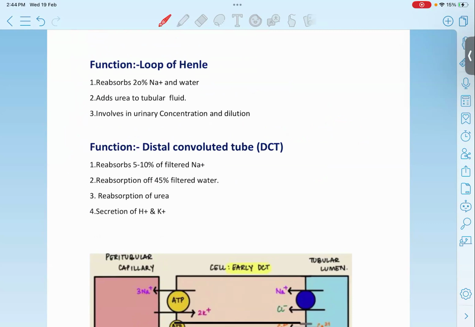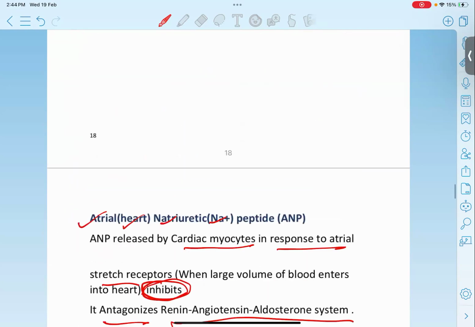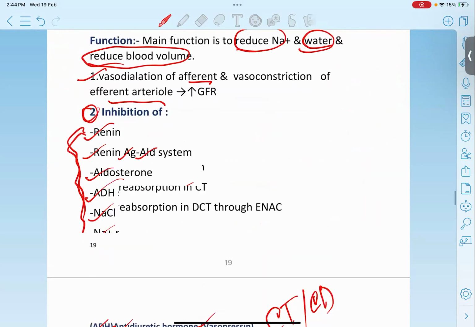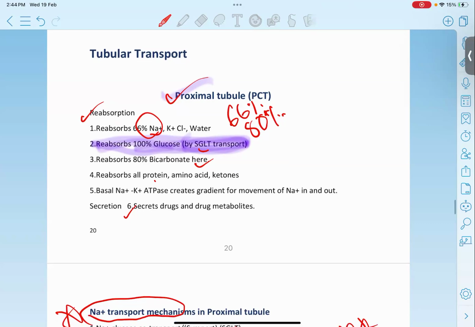The function of the loop of Henle is to reabsorb 20% of sodium and water. The remaining portion, 66 to 80%, was reabsorbed through the PCT. So 66%, not 80. There is variation; in some places, maybe they have mentioned 75%. Please have a look. So 66 to 75% of sodium and water gets reabsorbed through the PCT.